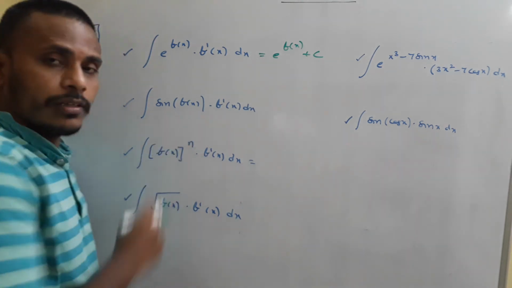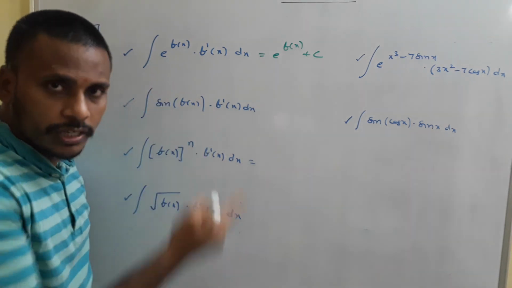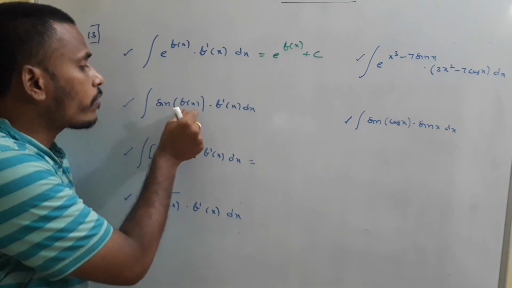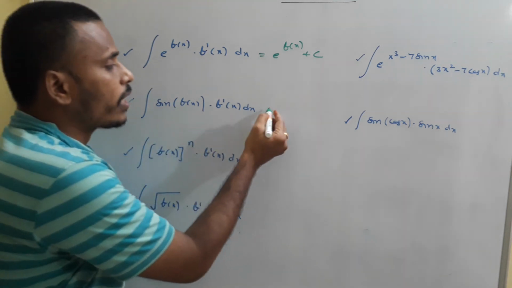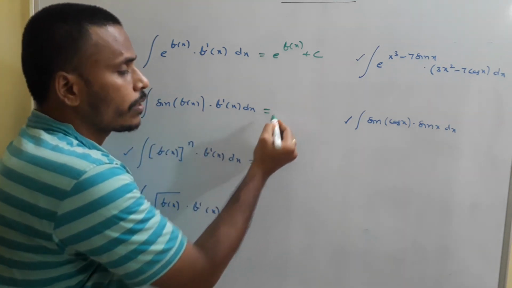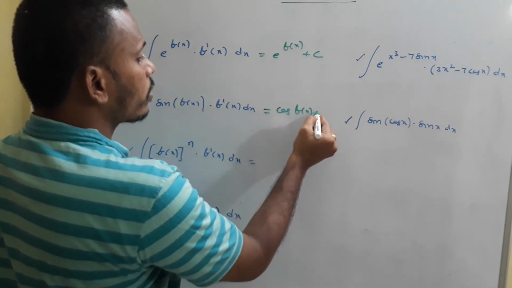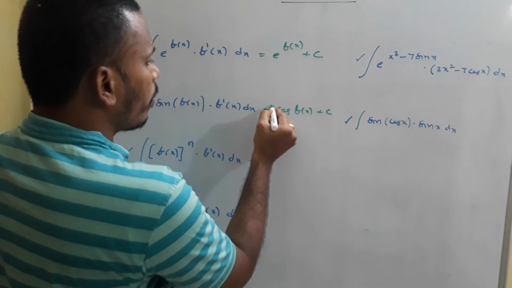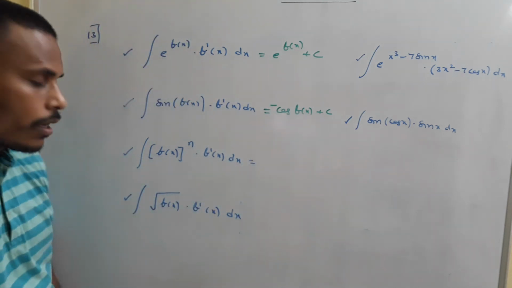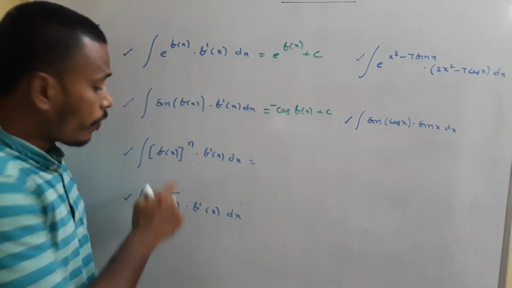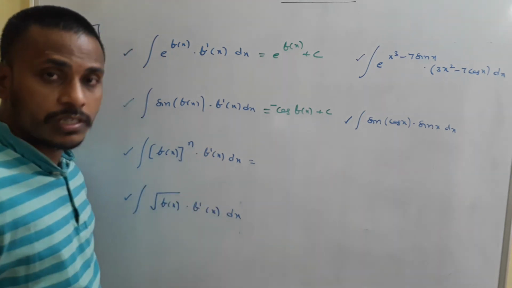And now just have a look here. Sin of f of x into its derivative. See, if f of x is t, it is dt. So sin t, your answer is cos t. Okay. So that means we need to say cos of f of x plus c. Is it right? Maybe minus cos of f of x plus c. And now for here it is f of x to the power n into f dash of x dx.